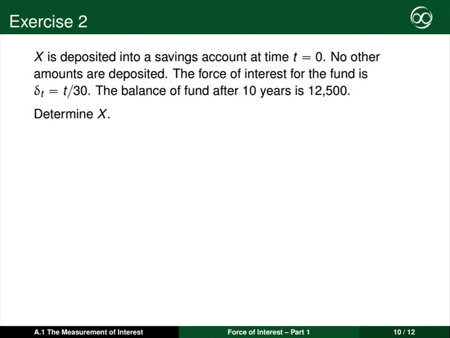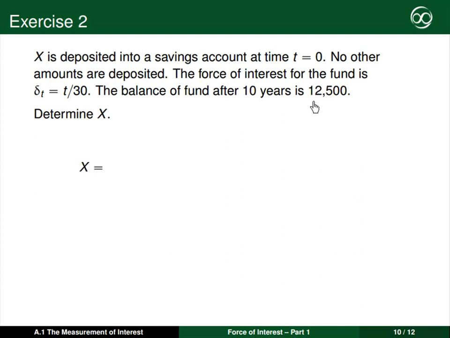This is exercise 2. Should you A, just keep watching the video, or B, pause the video and try it for yourself? Of course, B. All right. So exercise 2 says, X is deposited into a savings account at time t equals 0. No other amounts are deposited. The force of interest for the fund is t divided by 30. And the balance of the fund after 10 years is 12,500. Determine the original investment. So basically we're trying to discount this 12,500 for 10 years. That will give us the amount that was originally deposited.